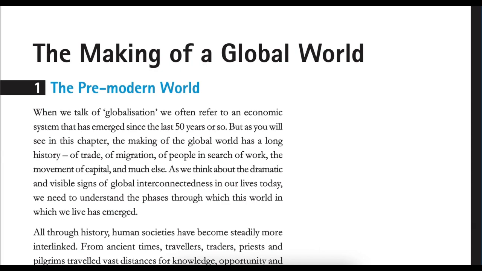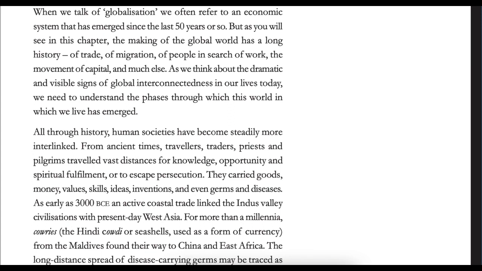All through history, human societies have become steadily more interlinked. From ancient times, travelers, traders, priests, and pilgrims traveled vast distances for knowledge, opportunity, and spiritual fulfillment, or to escape persecution. They carried goods, money, values, skills, ideas, inventions, and even germs and diseases.